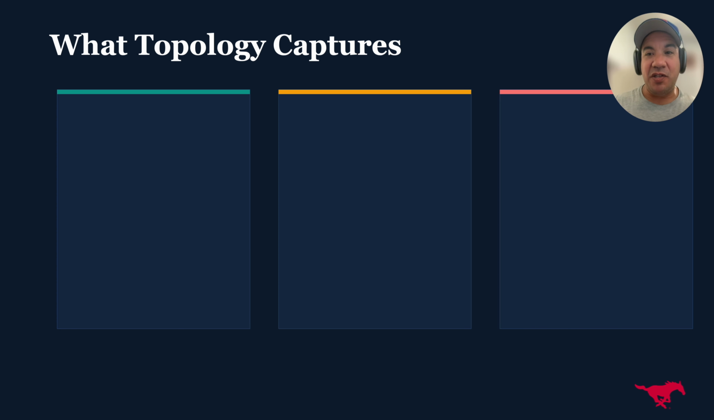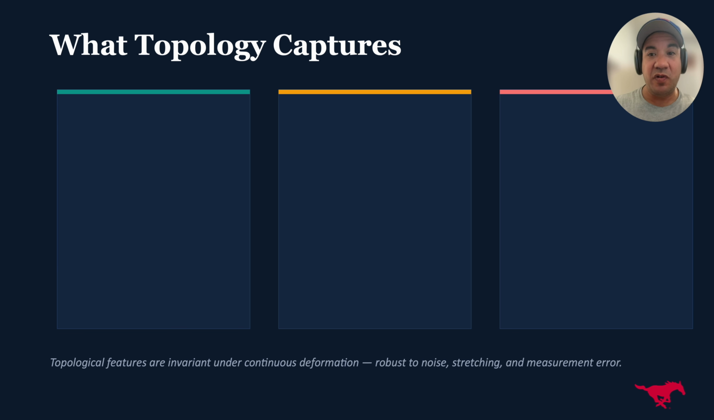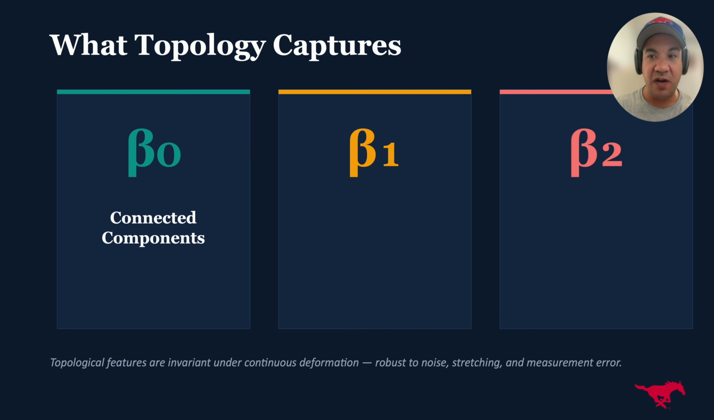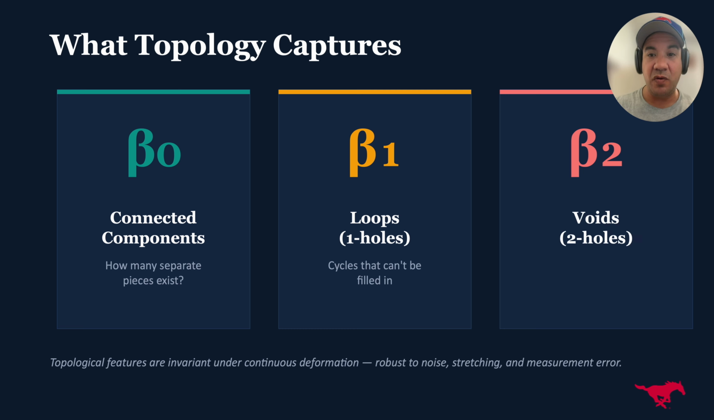So, what does topology actually capture? It studies properties that are preserved under continuous deformation: stretching, bending, twisting, but not tearing or gluing. The classic example: a coffee mug and a donut. They are topologically equivalent because one can be smoothly deformed into the other. Both have exactly one hole.